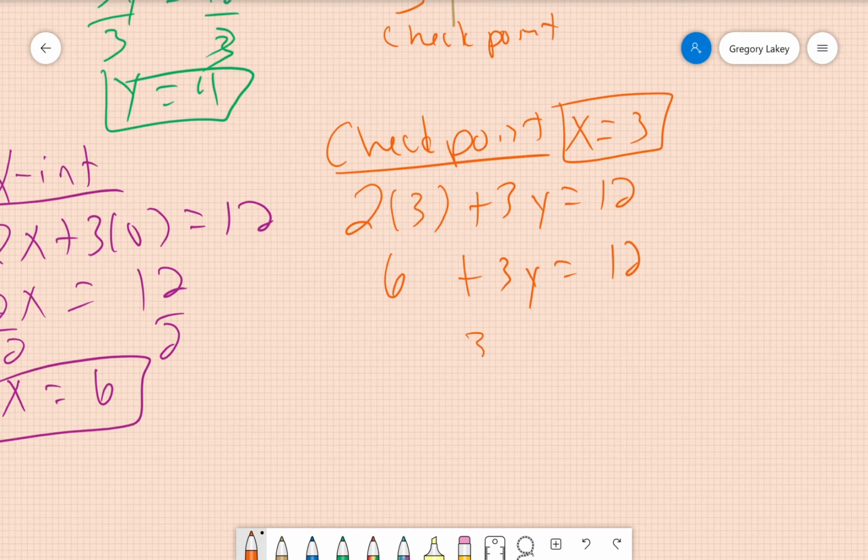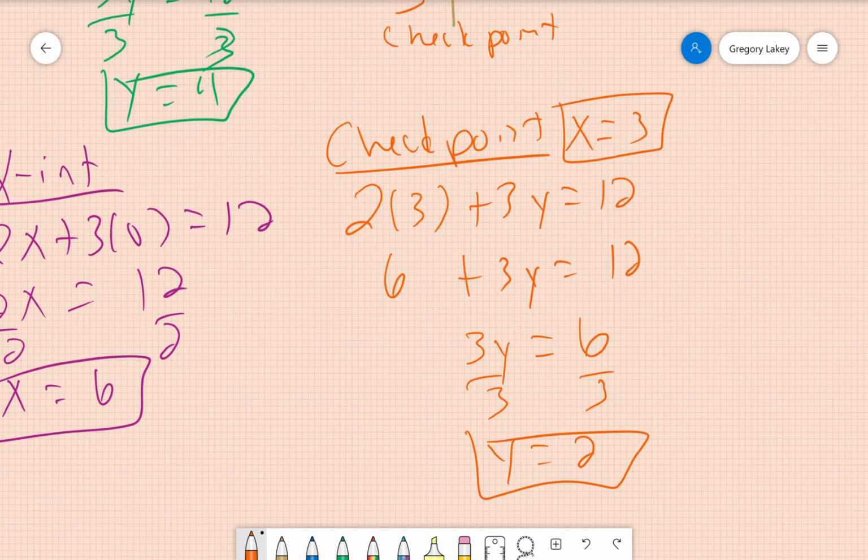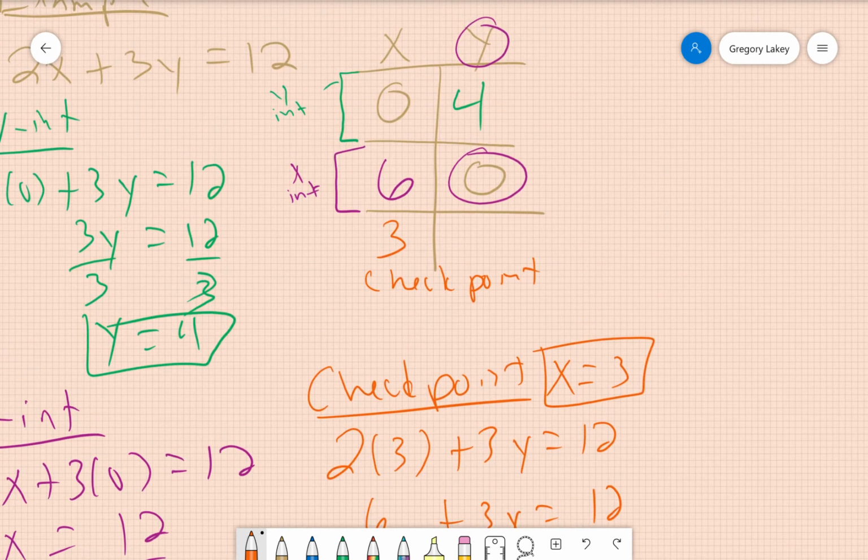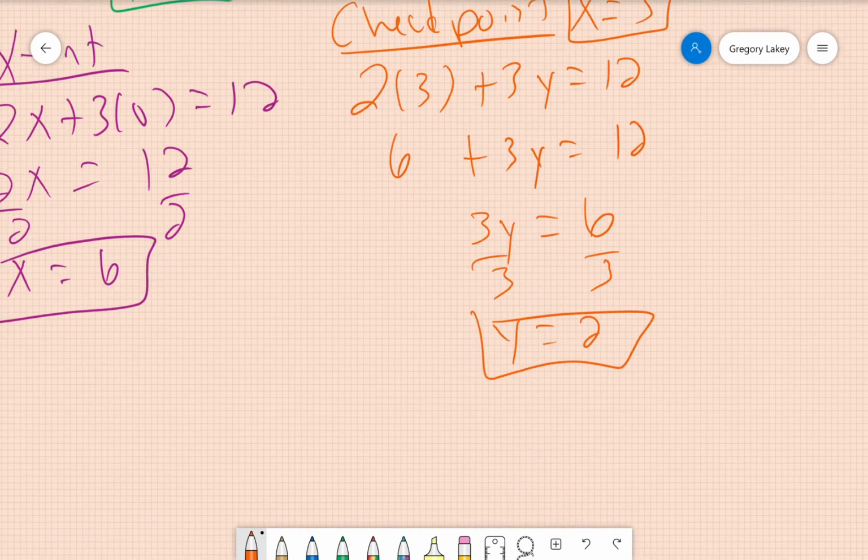Subtract 6 on both sides, so 3y equals 12 minus 6, which is 6. Divide both sides by 3, y equals 2. And now this is going to be (3, 2) for my checkpoint. So now I have 3 solid points that I'm going to use to graph this equation.